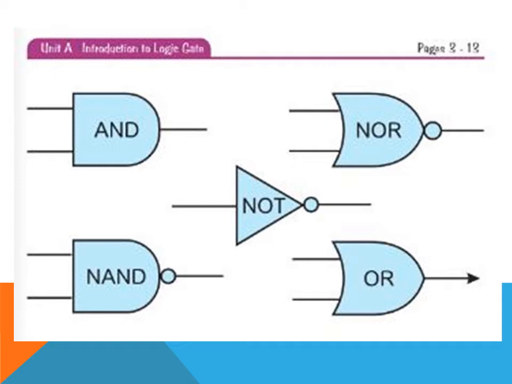As I have already told you, the name of the unit is Introduction to Logic Gates. These are the 5 gates that we are going to discuss: the AND gate, NOR gate, NOT gate, NAND gate and OR gate. And these are the symbols that represent those gates. Now, as the chapter proceeds, we will learn how these gates work, what these gates are and all that sort of stuff. So let's start the chapter.